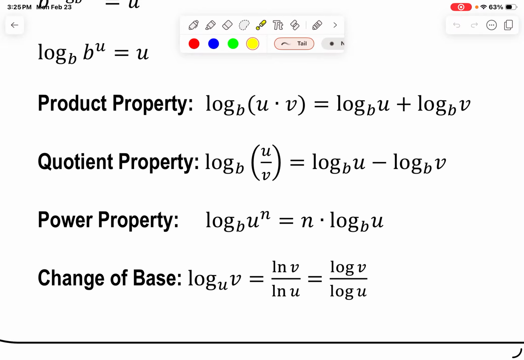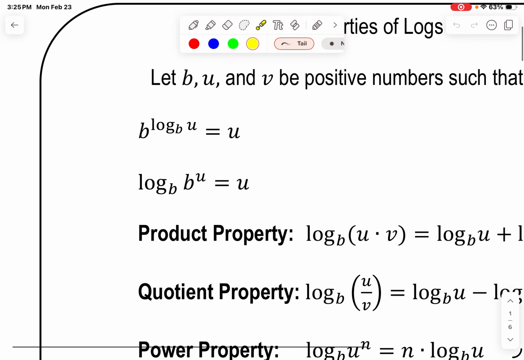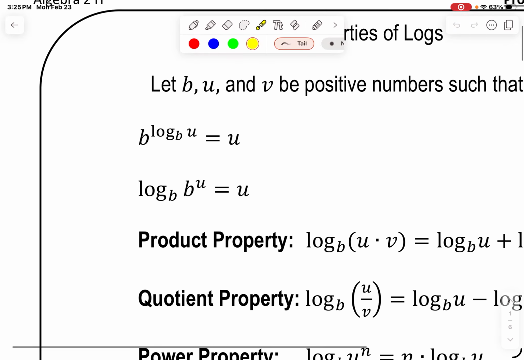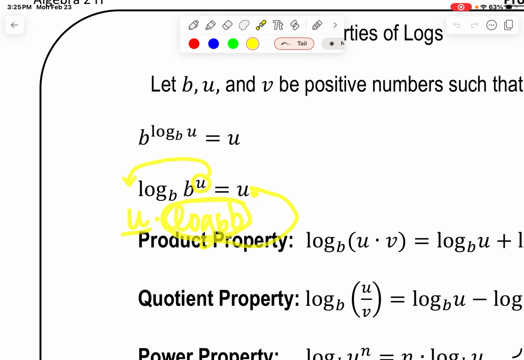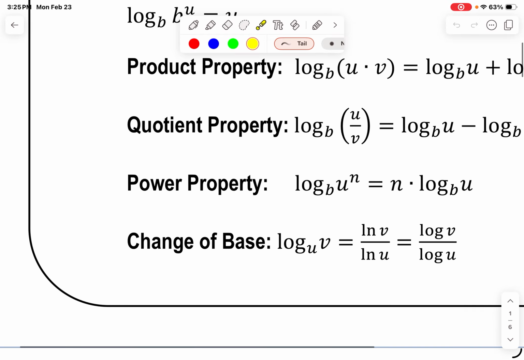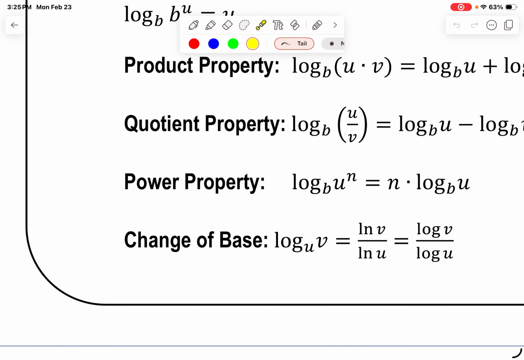So let's really quickly, before we look at change of base, go back to this right here. If we took this and used that power property and wrote the exponent in front, we'd have u times log base b of b, and we've already talked about log base b of b being 1. So u times 1, which is u. I was trying so hard not to say that in previous videos, saying oh yeah, it's the power property, but here it is now.